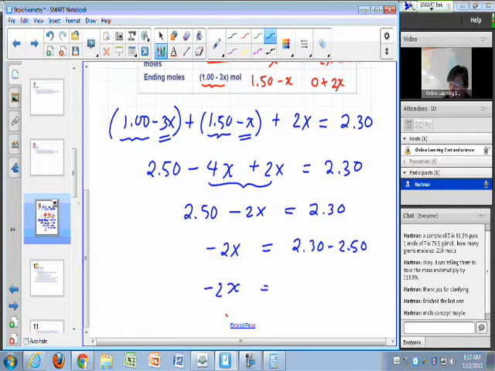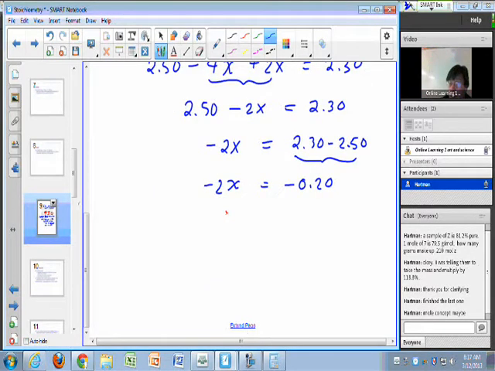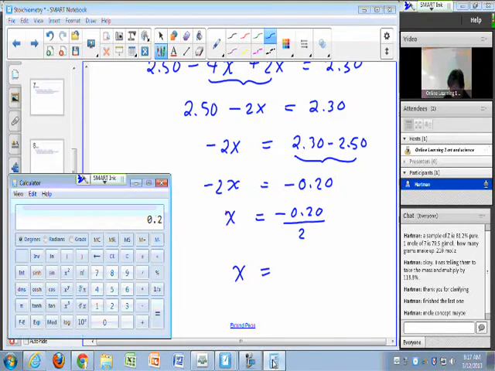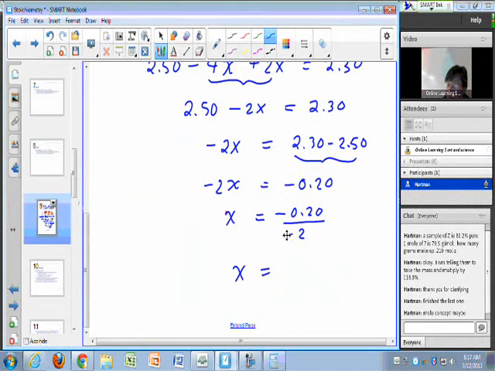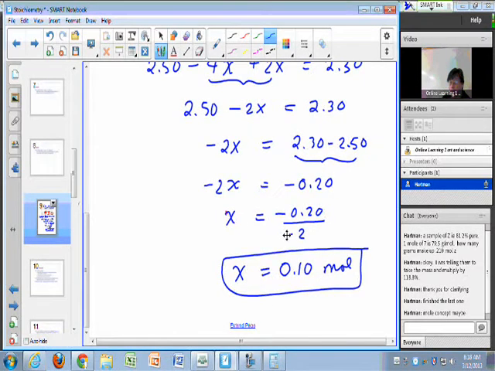Let me just rewrite this. Negative 2x equals 2.3 minus 2.5, that's negative 0.20. Correct number of sig figs there. And divide both sides by negative 2, so x equals negative 0.20 divided by negative 2. So x is equal to 0.2 divided by 2, which is 0.10 moles. So this is your moles of reaction.